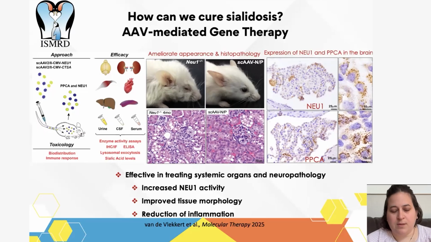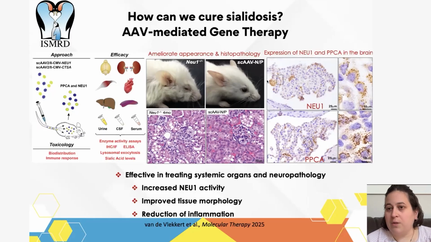And I do believe this is something that has been referenced earlier, where treatment with AAV PPCA can actually be quite successful in sialidosis patients as well. And we saw that we were able to really correct the facial morphology that was seen in our mice, as well as internal tissue morphology. We are able to reach the brain in these mice.